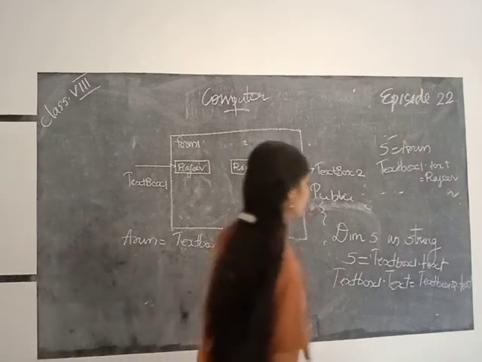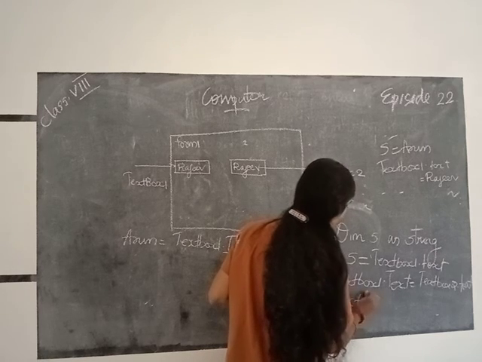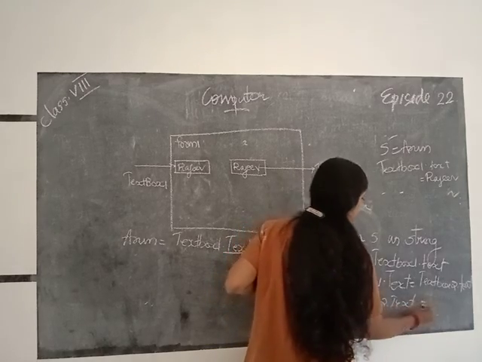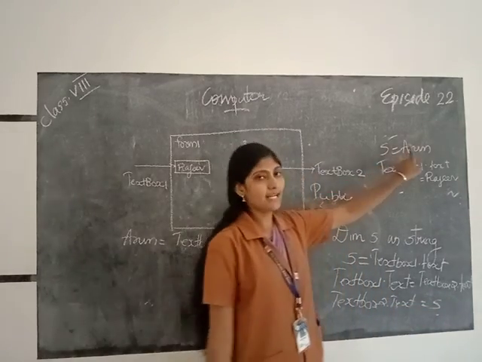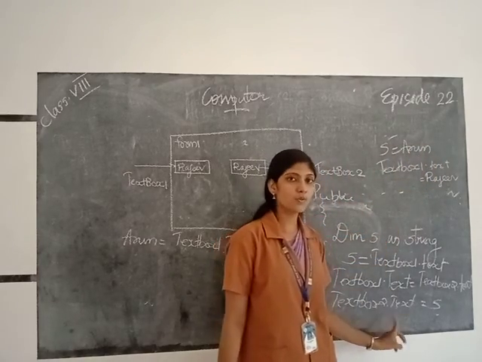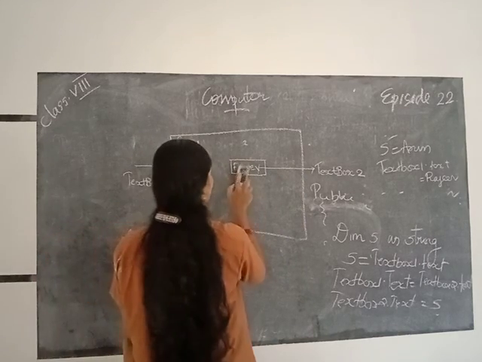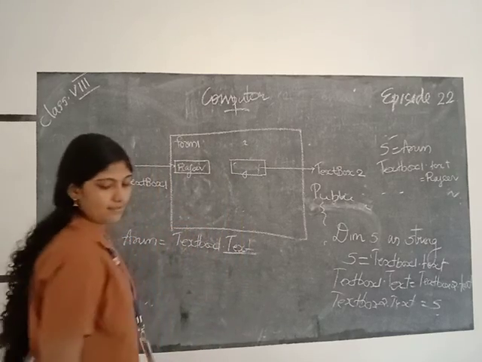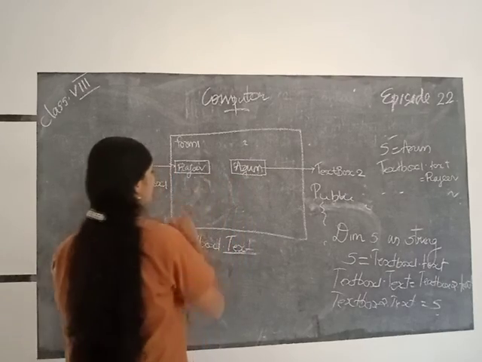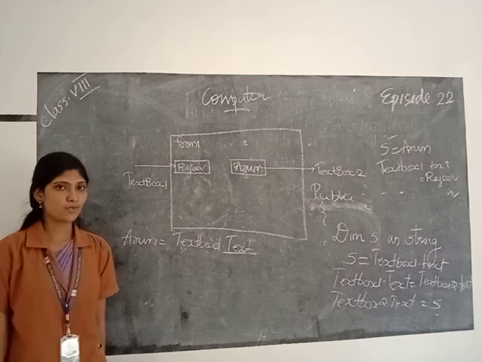So how to change it? Text box 2.txt equal to S. So S contains the string Arun. So we can copy that Arun into textbox 2.txt. So here Rajiv is replaced by the name Arun. Now we interchange the two names from textbox 1 and textbox 2.